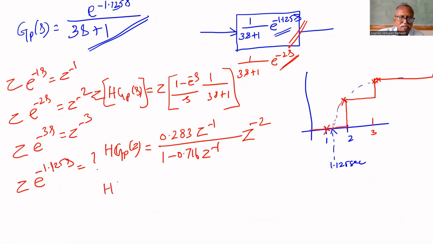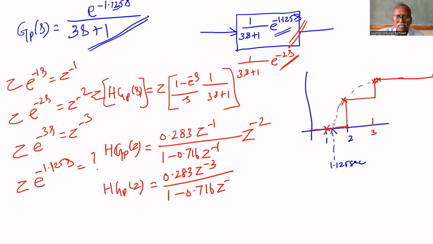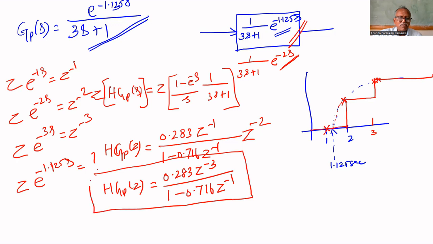Therefore, what you will get is HGP of Z equal to 0.283 Z power minus 3 upon 1 minus 0.716 Z power minus 1. This is HGP of Z for a system with a dead time. HGP of Z we got. Now we have to find Y of Z.